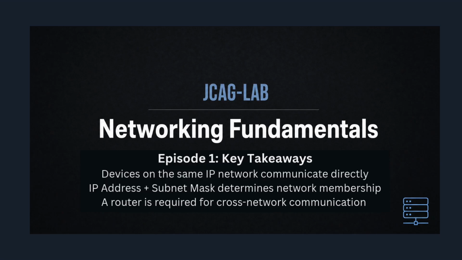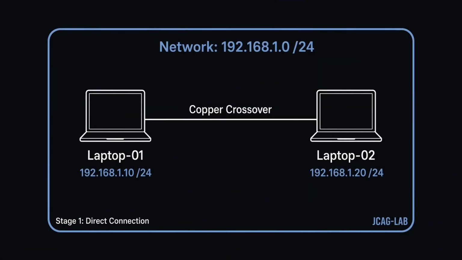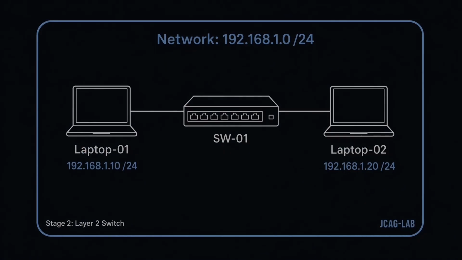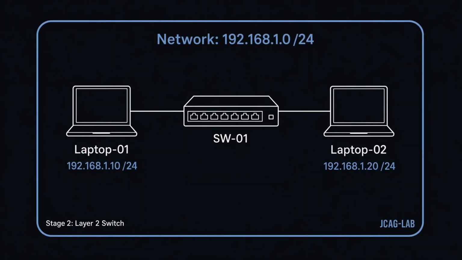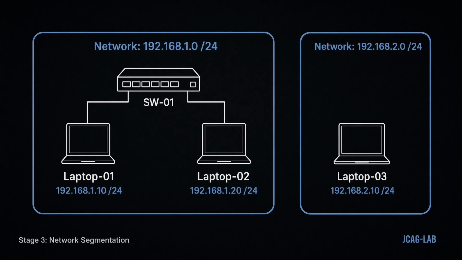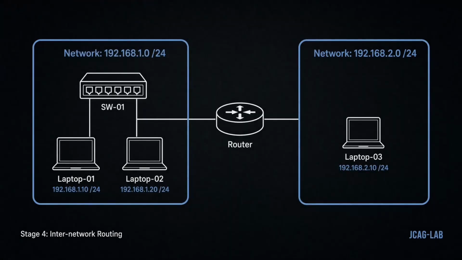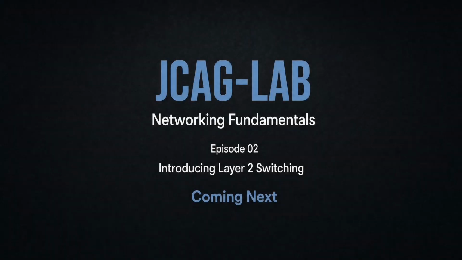In the next episode, we'll replace the direct cable with a layer 2 switch without changing the existing IP configuration. Then we'll add another device on a different IP subnet, introduce the concept of network segmentation, and discover why devices on different networks can't communicate without a router.